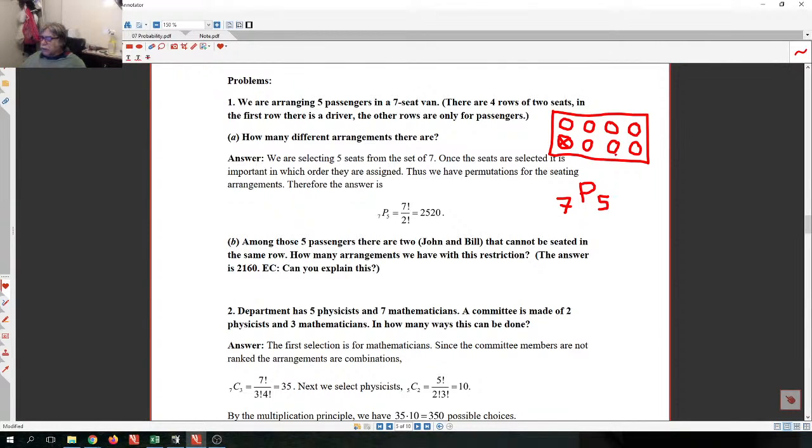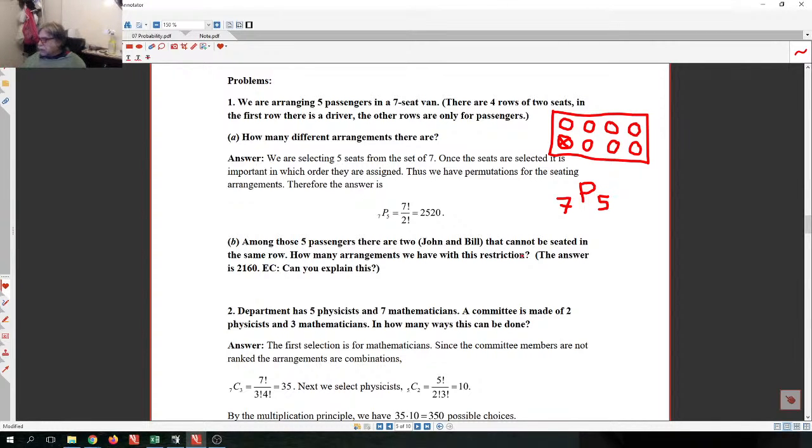Here you will have to use the multiplication principle. First, in how many ways can you seat these 2 guys in the same row. I'm going to calculate the number of all different seating arrangements when these 2 guys are sitting in the same row. Once I find that number, I will subtract it from the total number of seating arrangements, because those are not eligible. Then I will get the number of arrangements when these 2 guys are not sitting in the same row.